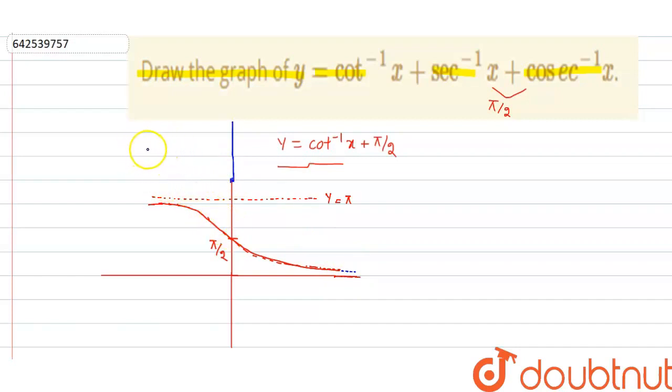So this will be something like that. Okay, this is something like that. Now this point would be, this point already is pi, and this is y is equal to pi by 2, and this is y is equal to pi plus pi by 2, that means 3 pi by 2. Okay, now this is the graph of y is equal to cot inverse x plus pi by 2.